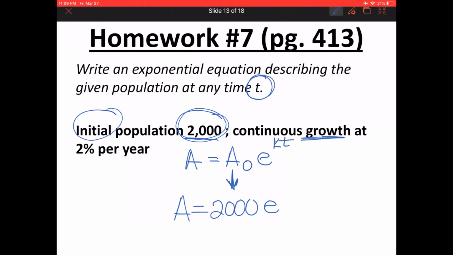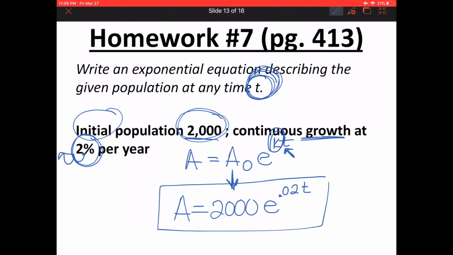So I'm going to put in 2,000 there for A sub 0. My e stays e. K, remember, represents my rate. And what is the rate? It is growing at 2% per year. So to turn that into a decimal, I move my decimal place 2 to the left, and I end up with 0.02. T represents the time that has passed. We don't know how much time has passed. The directions specifically tell us at any time t. So I just leave t there as my variable. And here at the bottom is my final answer. This satisfies the question of writing an equation. A equals 2,000 times e to the 0.02t.